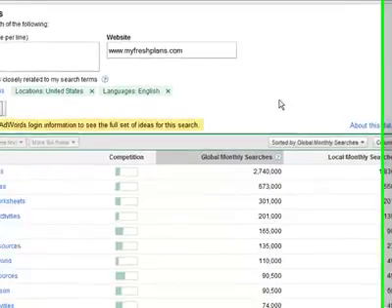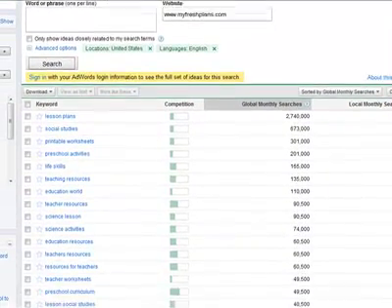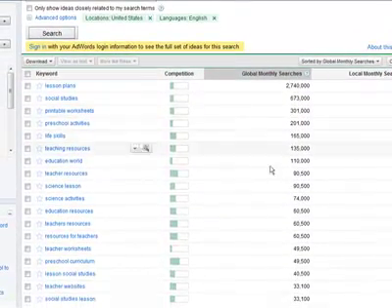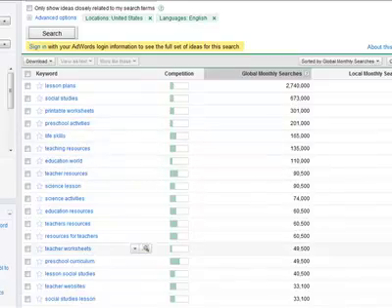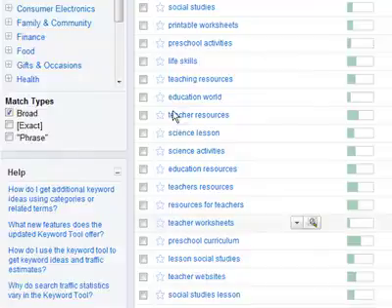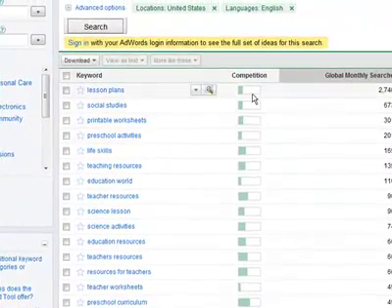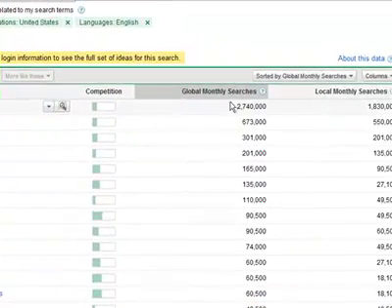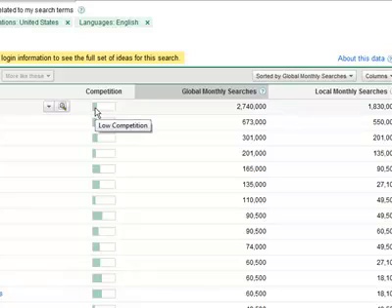So having had a look, we can see that we have quite a lot of different things that our website appears to be about, and we can look at different aspects of that. So we can see the competition. We've got ours sorted by the search volume globally. So we see that lesson plans has a high search volume, and it has a low competition. That makes it a good choice for us.